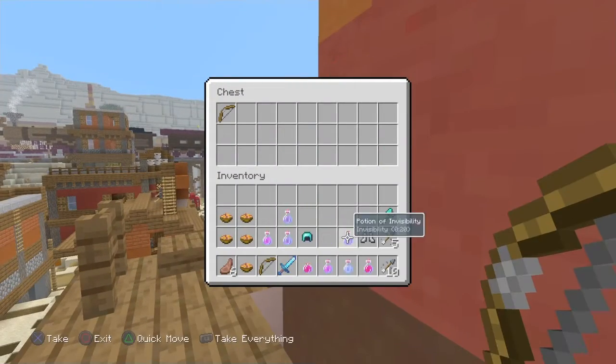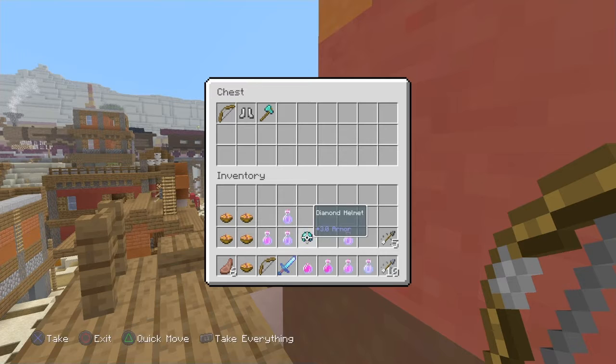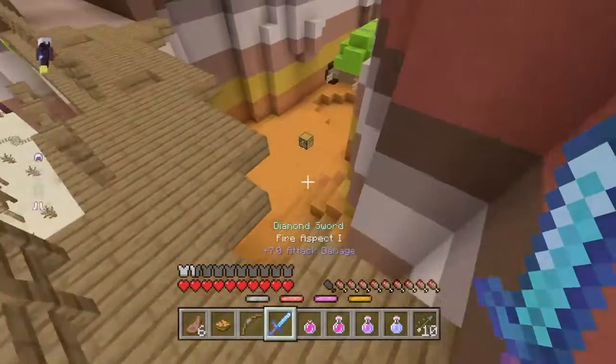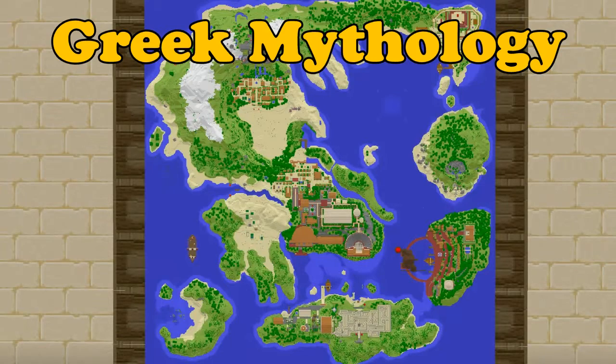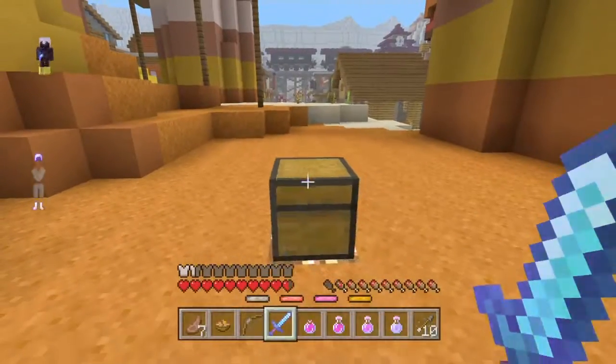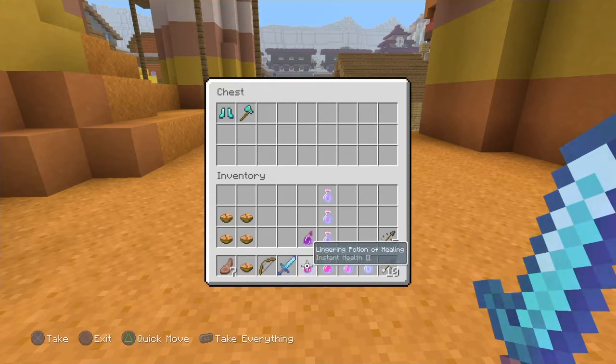The second mashup world in the timeline is Chinese mythology. The reason why Chinese mythology is next is because it's mainly set around 1200 BC, which is when it was mainly set. The next mashup world is Greek mythology, which was set around 800 to 900 BC, which is pretty much when its era happened.